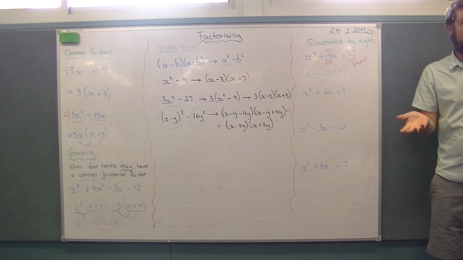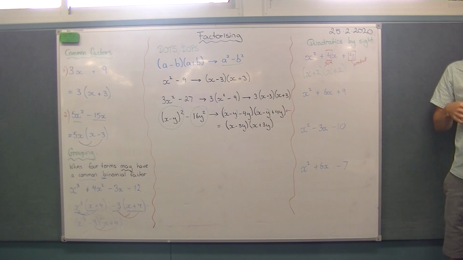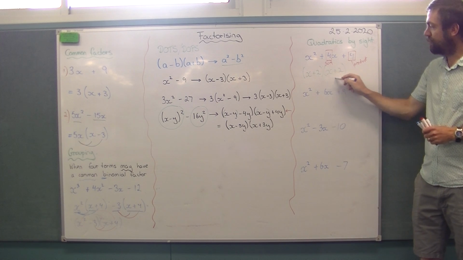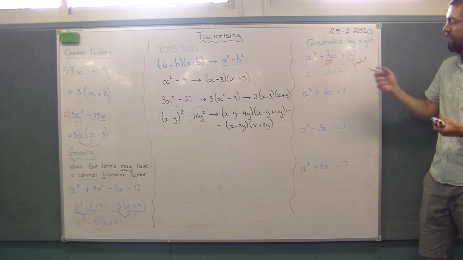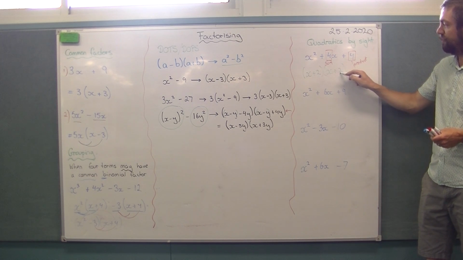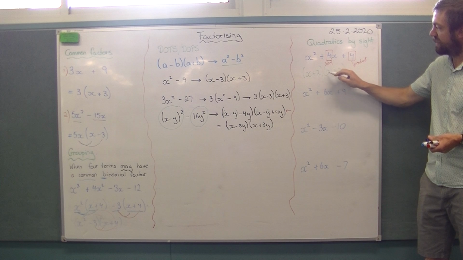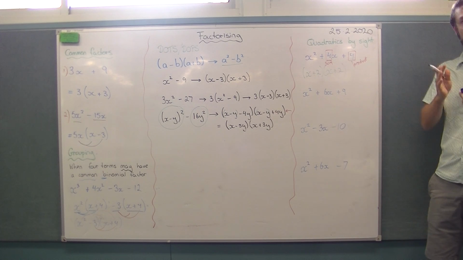Does everyone know why that works? Because when you expand it out, you're going to have 2 times 2 to make this, and you're going to have x times this 2, which is 2x, and x times that 2, which is also 2x, and you add them together, you have 4x.